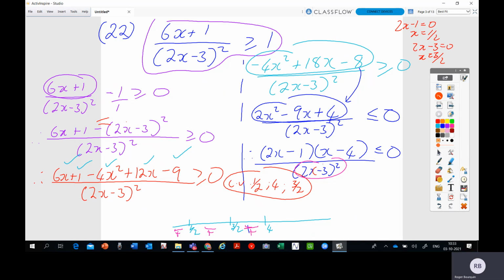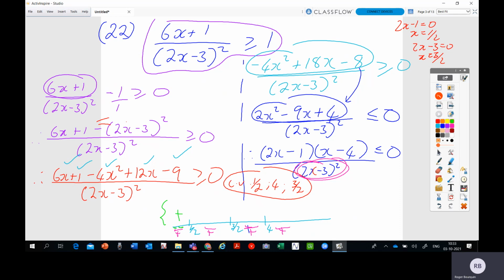So basically, it's not going to change signs around 3 over 2, because that's always positive, and at the bottom over here, I'm going to have positive. Then if I look at a number smaller than a half, like naught, I'm going to have negative over here, negative there. Overall, I'm going to have a negative times a negative, which is a positive. That's the final answer, which is positive.